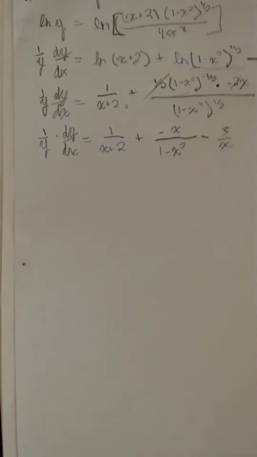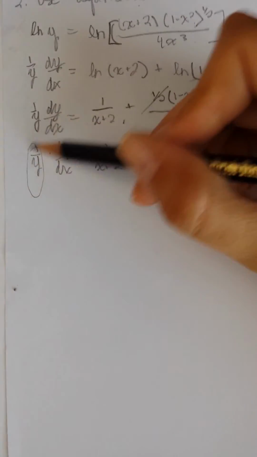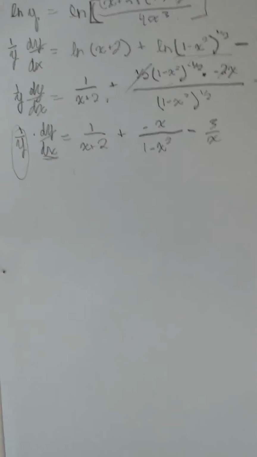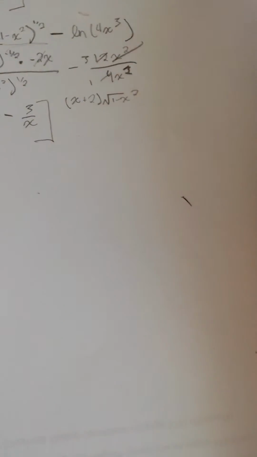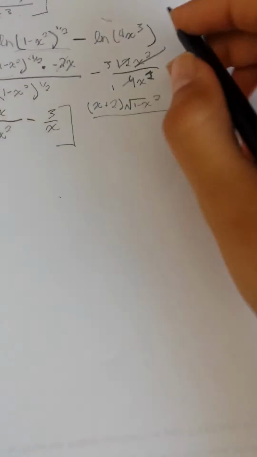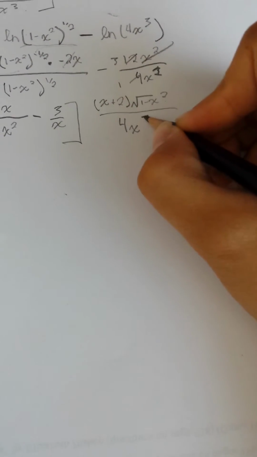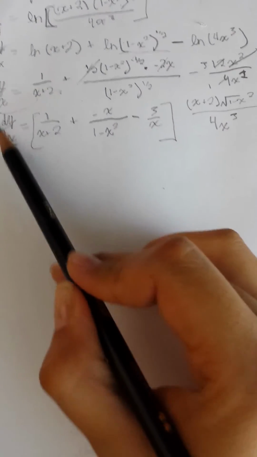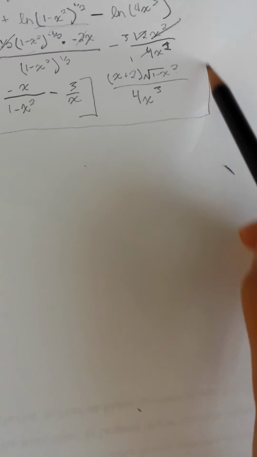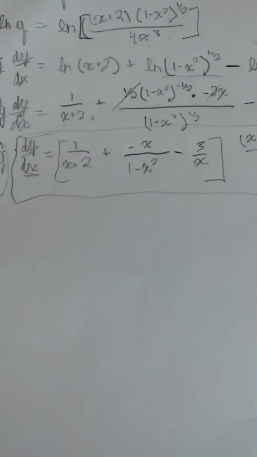So all we need to do now is multiply by this y right here, because you're trying to find the derivative and you need to get that alone. So multiply this equation by your y, which is your (x plus 2) times the square root of 1 minus x squared, up here, sorry, sorry for the view, all over 4x cubed. And yeah, this whole thing is your final answer. It's long.